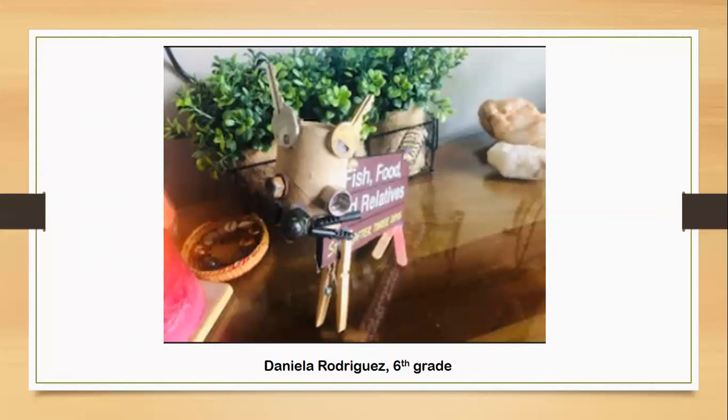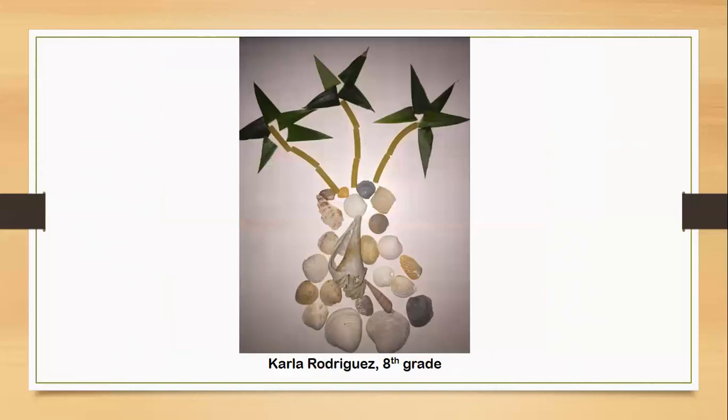This assemblage was created by 6th grader Daniela Rodriguez. It is also freestanding and representational. She was really creative with using keys and bolts and clothespins to create this animal sculpture. Carla Rodriguez completed this relief representational sculpture of a vase with flowers made out of shells.